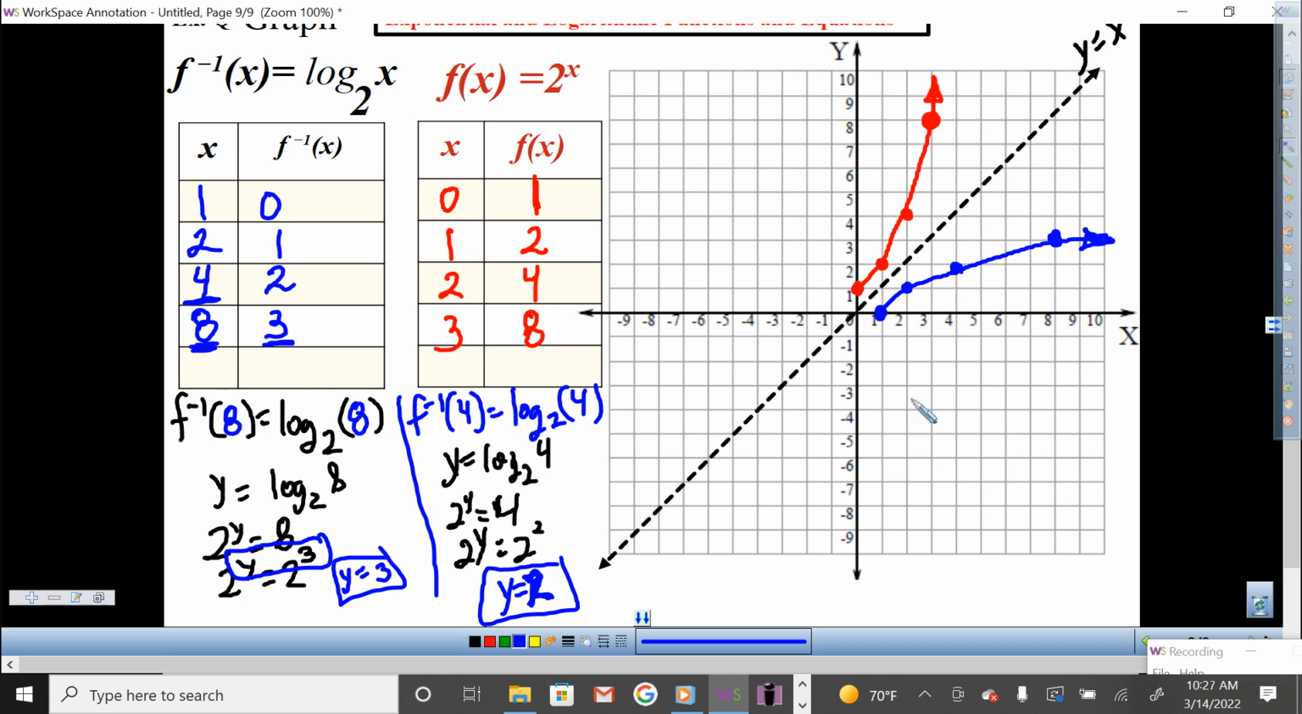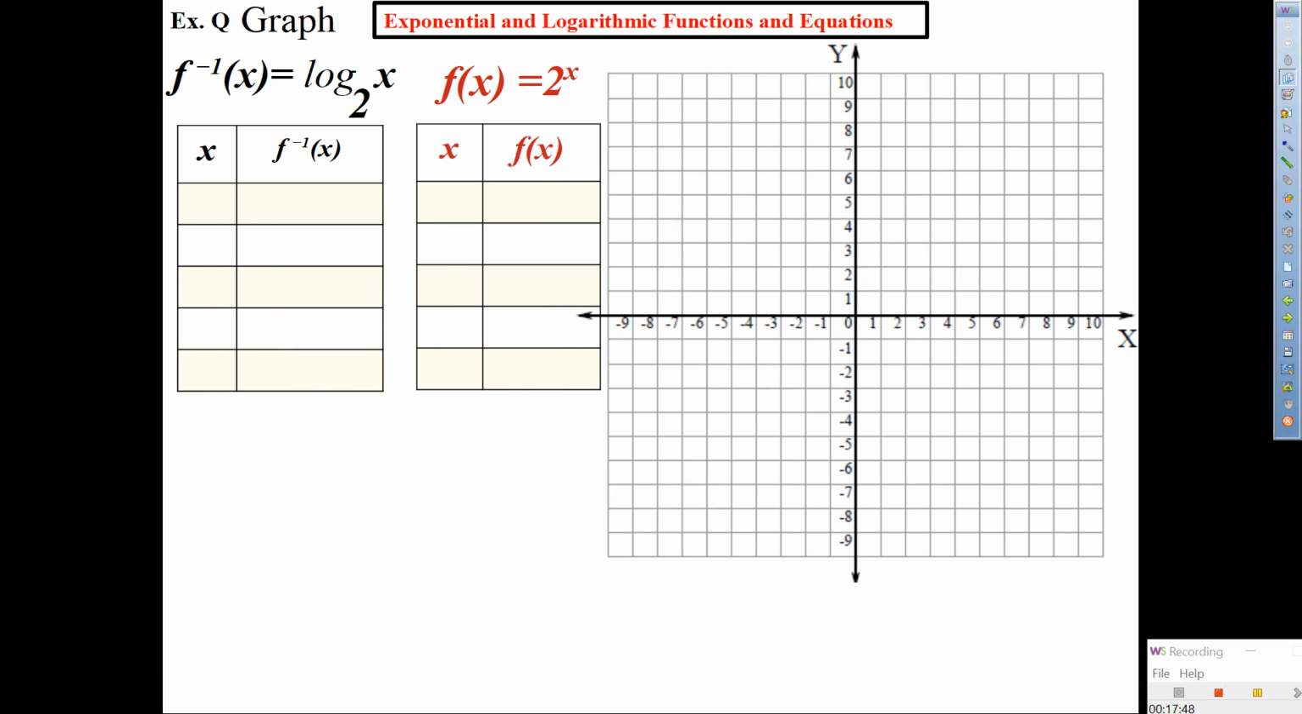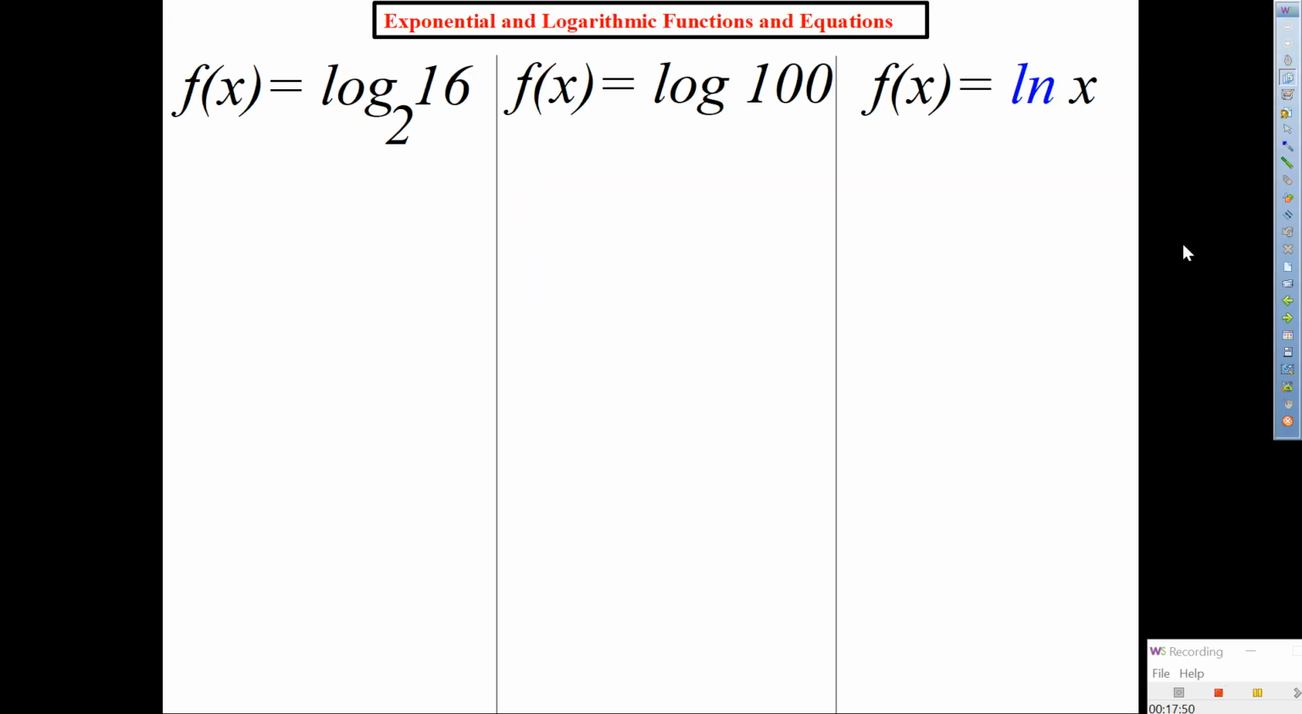Okay? So I'm going to give you 2 more logs. Write them underneath. Write these right underneath that. Make this table. Write those down. Leave plenty of space in the column so you can fit a coordinate plane on each, so we can graph on each one. We got f of x equals log 2 of 16, f of x equals log of 100, and f of x equals ln x. And write that in blue and I'll explain why.